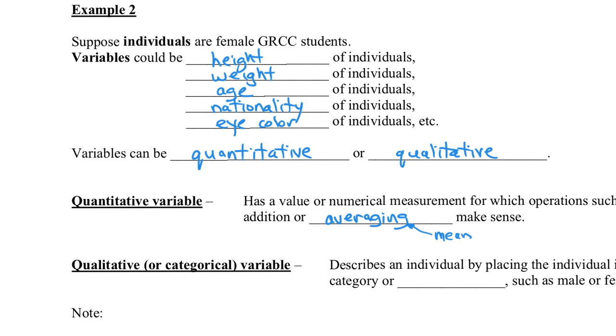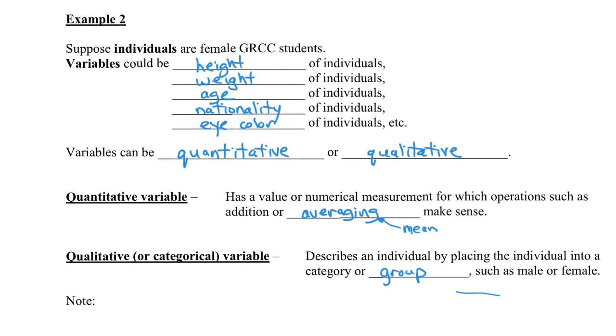Those wouldn't make sense, right? So they wouldn't be a quantitative variable. So if you have a numerical measurement and taking an average would make sense, then you've got a quantitative variable. Okay, qualitative variable, which our book will use this phrase qualitative variable, but many other books will call it a categorical variable. Okay, so qualitative or categorical means the same thing.